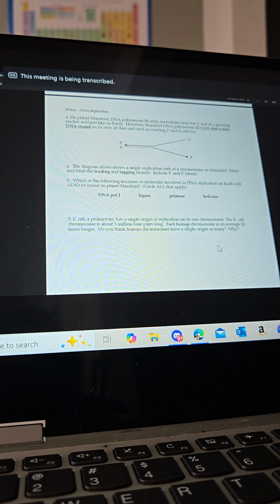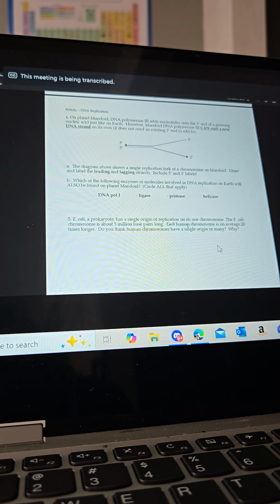Okay. So, on planet Mandoid, DNA polymerase 3 adds nucleotides onto the 3' end of a growing nucleic acid, just like on Earth. However, on Mandoid, DNA polymerase can start a new DNA strand on its own. It does not need an existing 3'. What is that going to do? What do we need to get? What can we get rid of? Lagging strands? We get rid of the lagging strands.